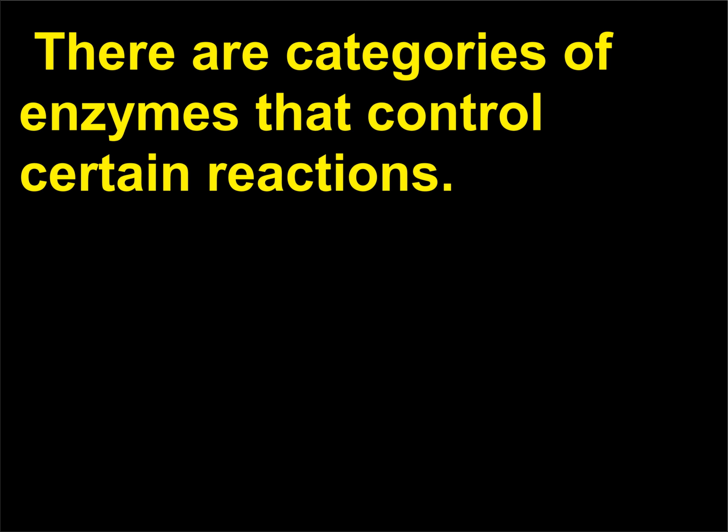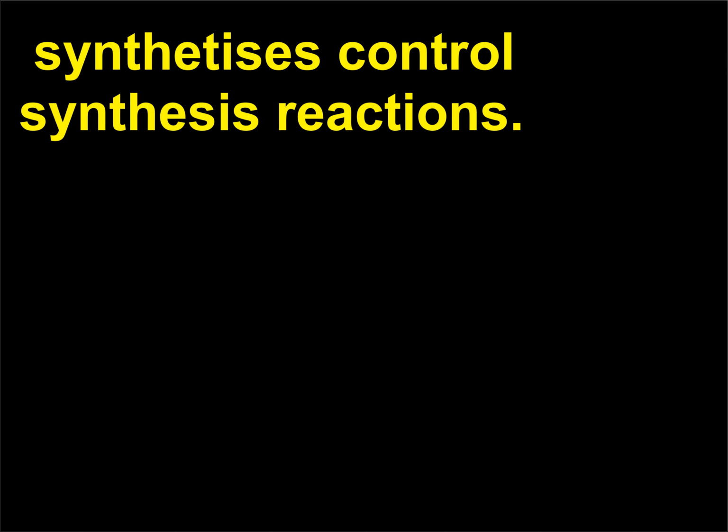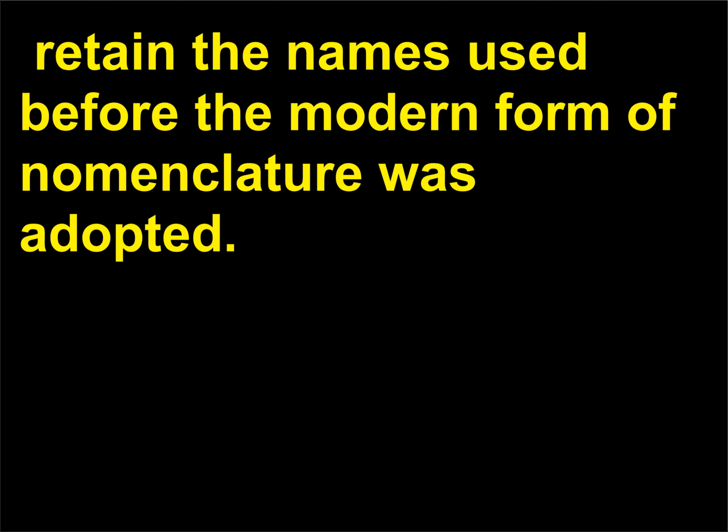There are categories of enzymes that control certain reactions. Hydrolases control hydrolytic reactions, proteinases control protein breakdown, synthetases control synthesis reactions. There are exceptions: trypsin and pepsin, both digestive enzymes that break down protein, retain the names used before the modern form of nomenclature was adopted.